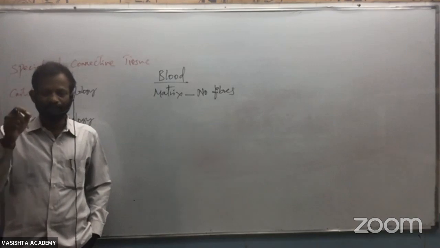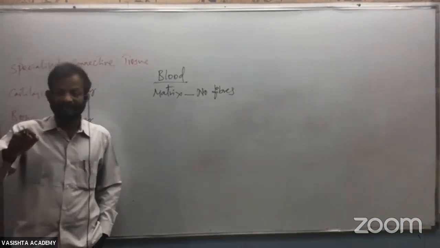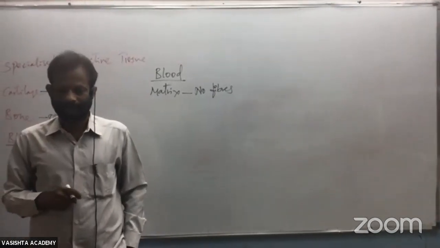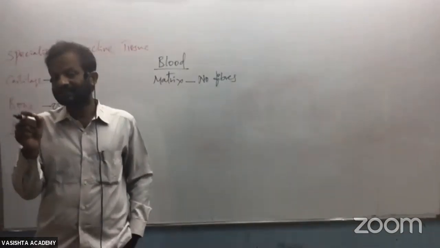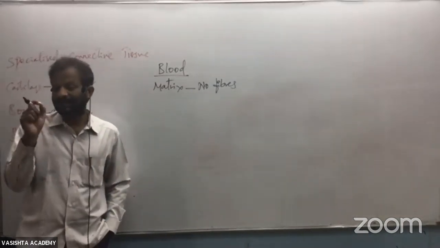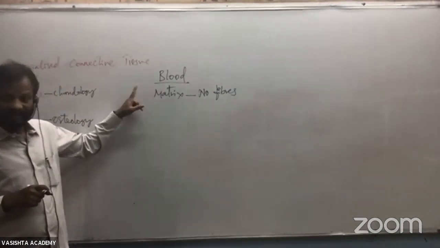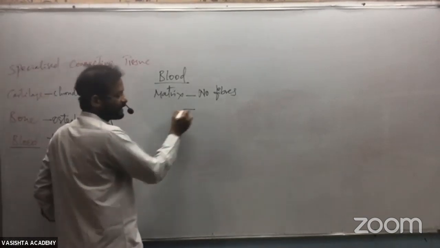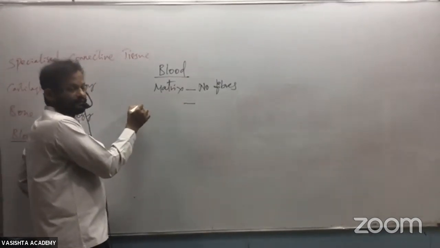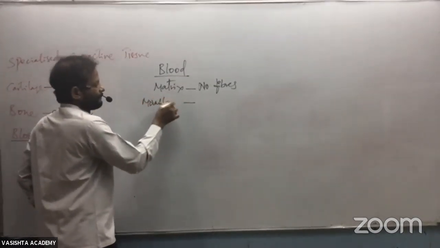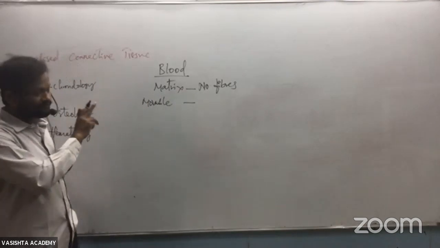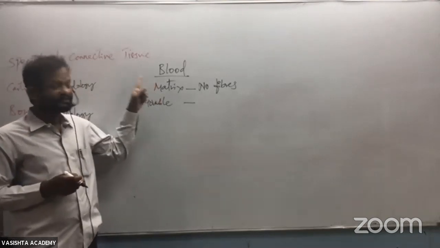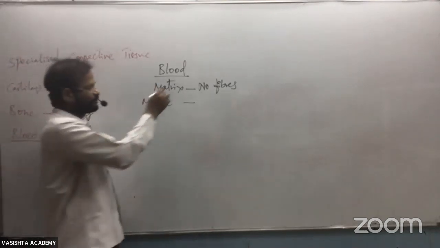The second important difference is that the matrix of all other connective tissues is very stable. That is stationary. That matrix will not move. But here, the blood matrix will flow from one region to another region, that is, movable. Because of that moving, flowing matrix of blood, the blood is called fluid connective tissue.